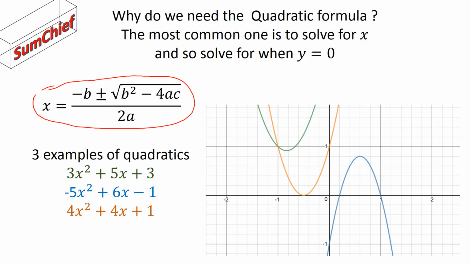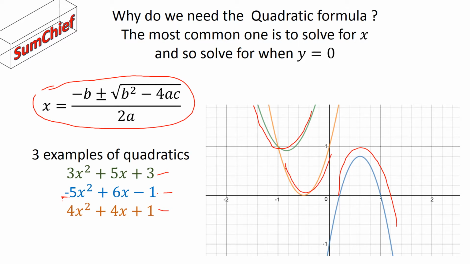And I've got three examples of quadratics here. I've got 3x squared plus 5x plus 3, which is this one; minus 5x squared plus 6x minus 1, which is this one. You know it's this one because the quadratic looks like it's upside down, and that's because we've got the minus 5 here. And then the other one is 4x squared plus 4x plus 1, which is this one here.